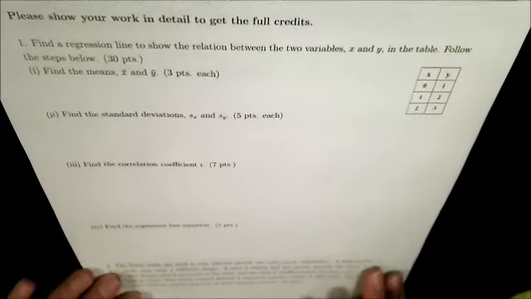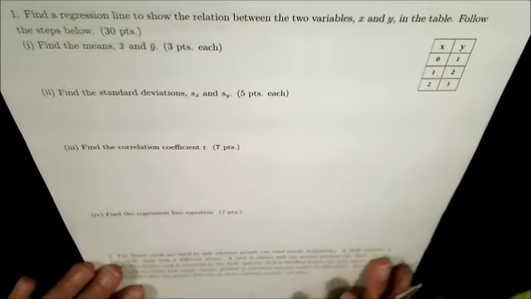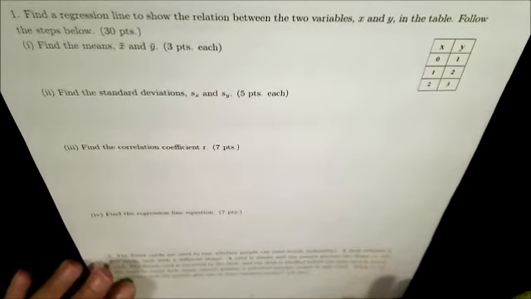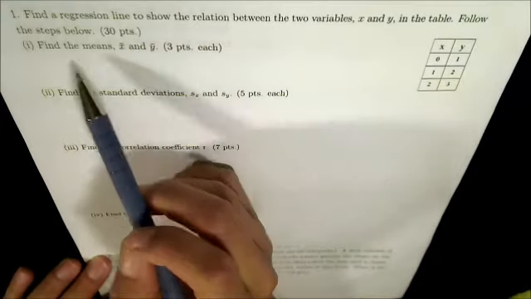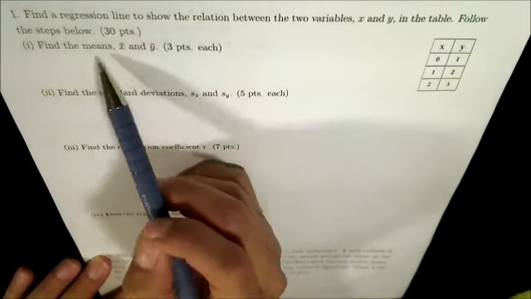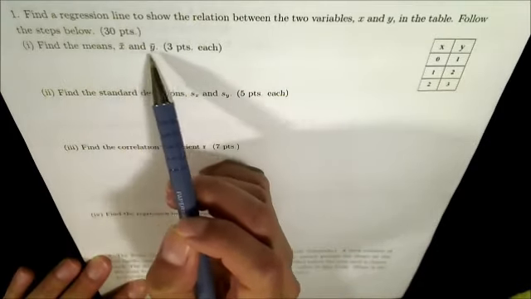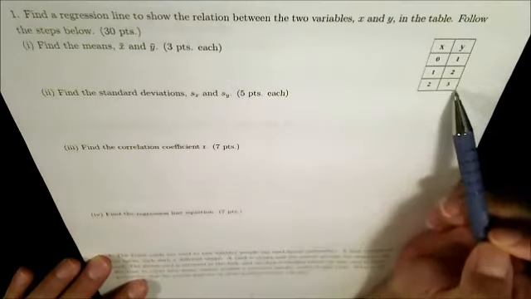Problem number 1. Find a regression line to show the relation between the two variables x and y in the table. Follow the steps below. The first step is to find the means x bar and y bar. And here is the table.